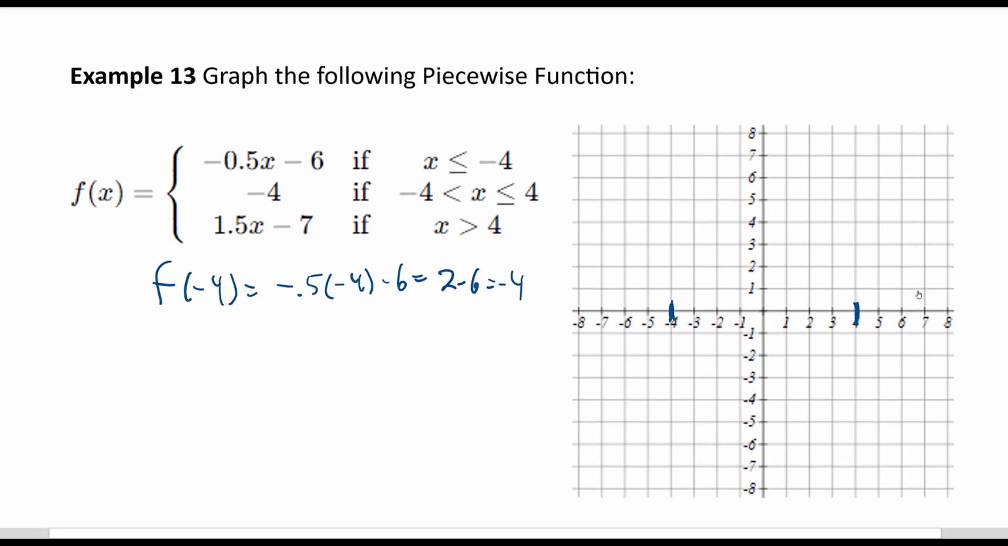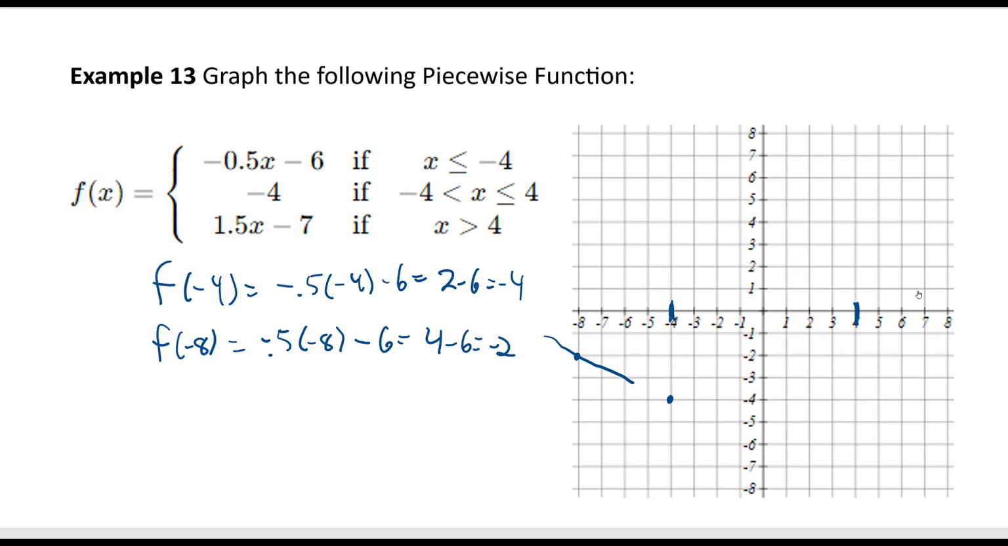So let me scroll this up a little bit. So this would be -4. And let's look at what maybe f of -8 would be. -0.5 times -8 minus 6. That's going to be +4 minus 6, which is -2. So that would have been here, -2. So we're getting this line that comes down and stops there.